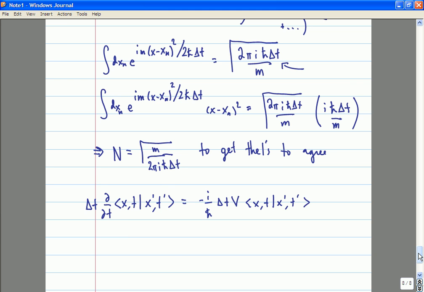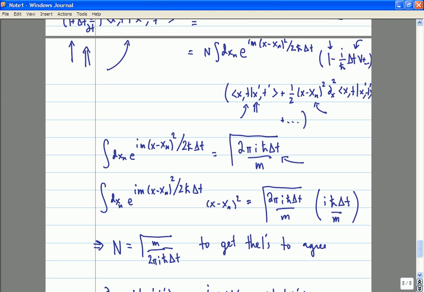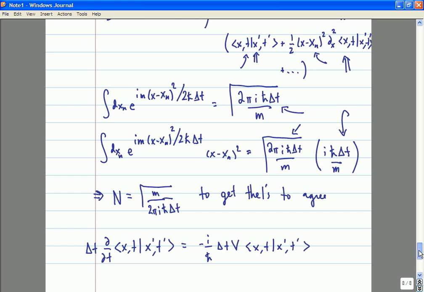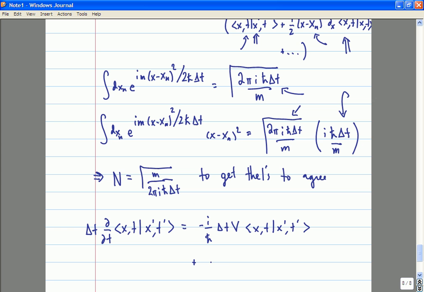And then there'll be the term coming from here, where we have to use this integral. So that is going to be, again, this factor over here that's canceled by this normalization factor. So there should be a plus i h bar delta t over m, that's this factor right here, times that second derivative, which was 1/2 d by dx squared of the propagator from x to x prime.